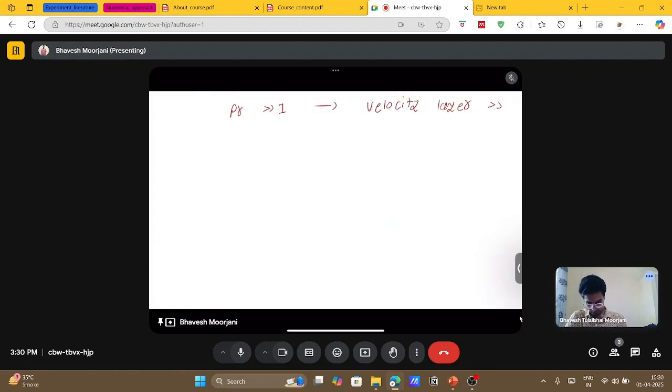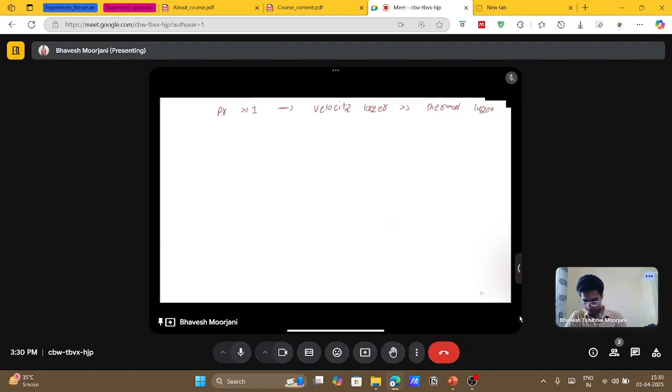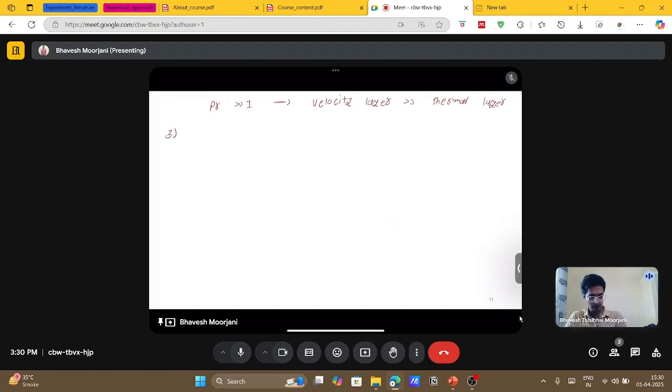Now the next dimensionless number, which is used to quantify the natural convection, is Rayleigh's number, which is given as the product of Grashof number into the Prandtl number. So the Rayleigh number shows us the onset of turbulence in the natural convection itself.